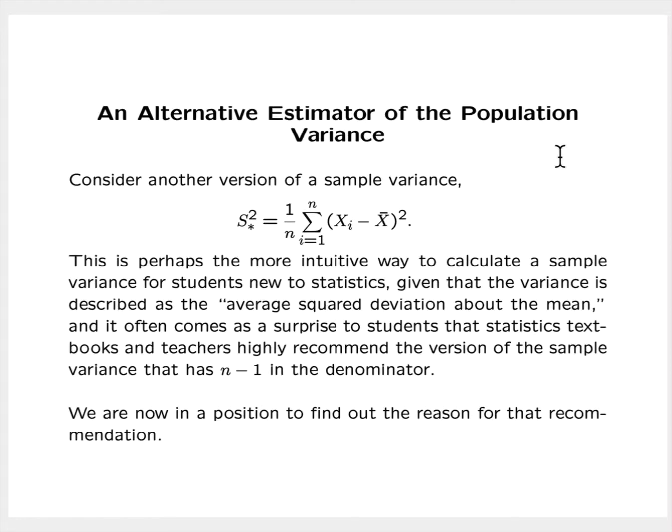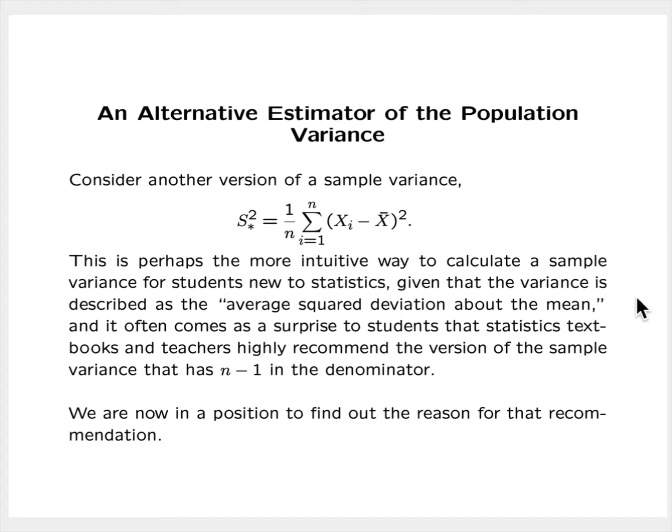Now let's look at an alternative estimator of the population variance. Let's consider another version of the sample variance where, instead of dividing the sum of squared deviations around the mean by n minus 1, we divide it by n. To differentiate it notationally from the usual sample variance, let's call this S star squared. S star squared is perhaps the more intuitive way to calculate a sample variance, at least for students new to statistics, given that the variance is often described as the average squared deviation about the mean.